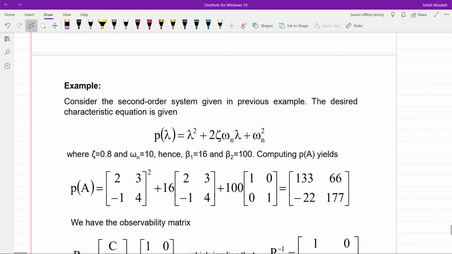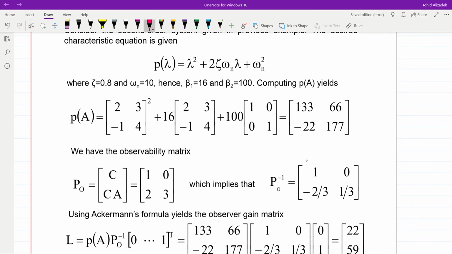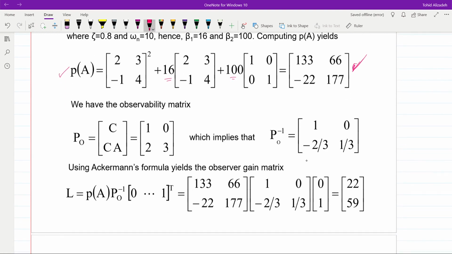We can apply it to the same system that we had, to the same example. We have the characteristic equation equal to lambda squared plus 16 lambda plus 100. For A, we have 2, 3, minus 1, 4. So P of A will be obtained in this way: A squared plus 16A plus 100 times the identity matrix will give us P of A. For the observability matrix, we have it in the form of C and CA, which is equal to 1, 0, 2, 3, as already calculated. And then the inverse of the observability matrix is obtained here.